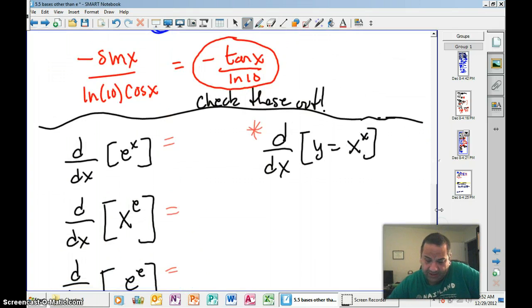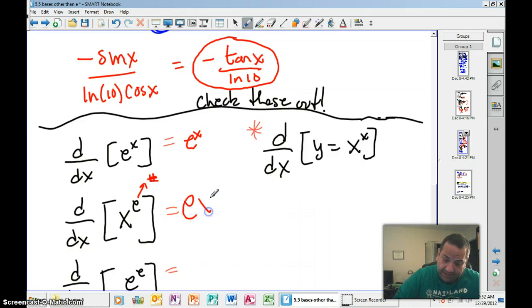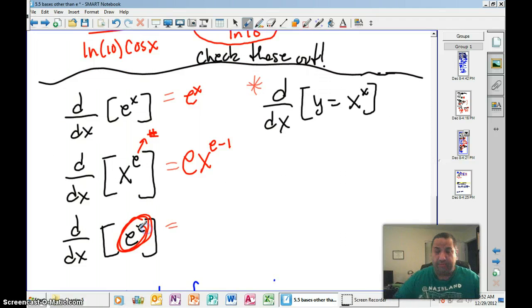Check these out. I got to check these out here. The derivative of e to the x is e to the x. Okay, that's no problem. Look at this. X to the e. Well, the e is a number. So I could take the regular power rule and say e times x to the e minus 1. Right? If it's a number, it's no problem. Look at this one. This is just a number. It's a number to a number. When I take the derivative, it's 0. Little crazy stuff here. Okay? Sometimes we get bogged down.